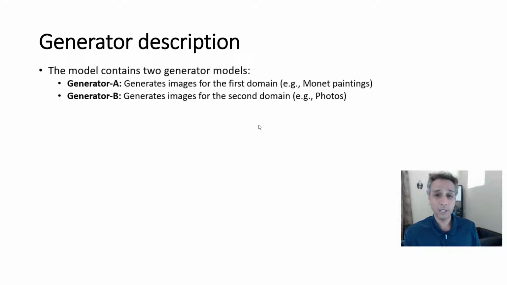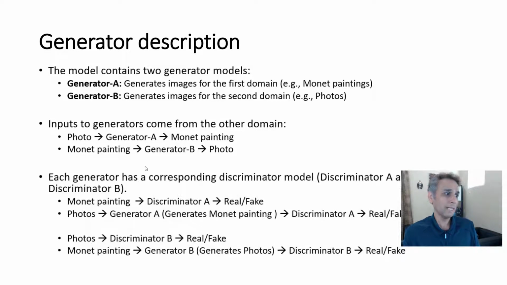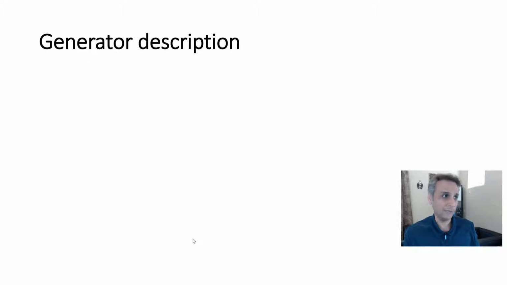And when it comes to the generator, it is a bit complex. You have generator A and generator B. Obviously, one generates images of one domain, the other one generates images of the other domain. So in our example, Monet paintings and photos. And the input to this generator comes from the other domain, right? So to generate a Monet painting, you need to provide a photo as an input, and vice versa for the other one. And for each of these generators, we have the corresponding discriminators that we need to train. Discriminator A is trained to discriminate between Monet pictures that are real and fake, and discriminator B for the photos that are real and fake.